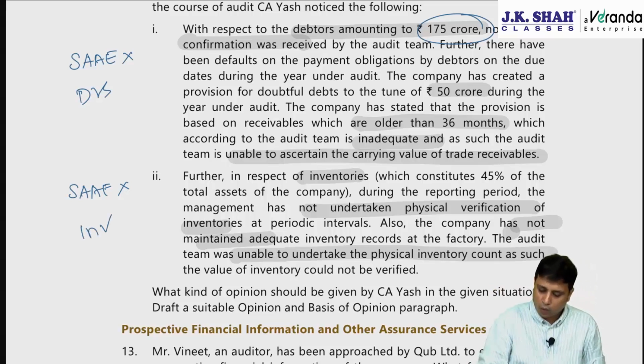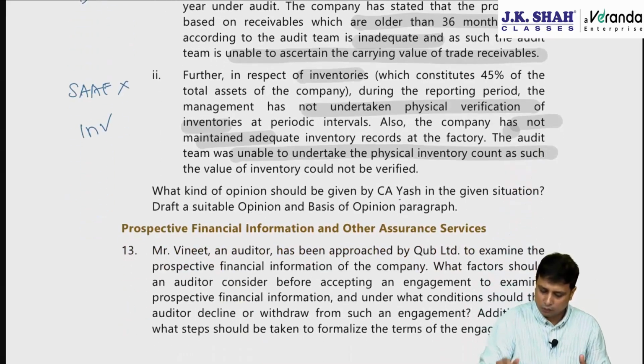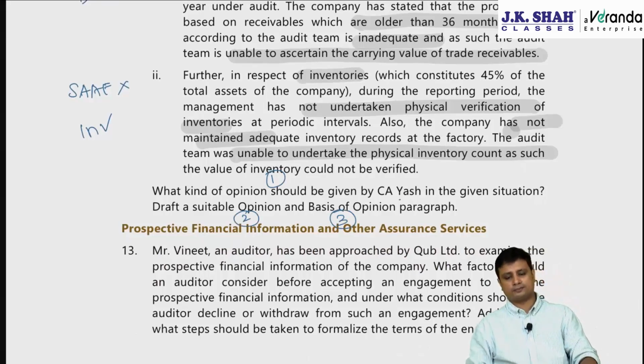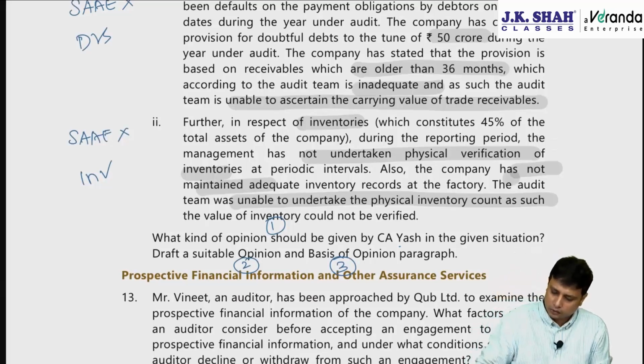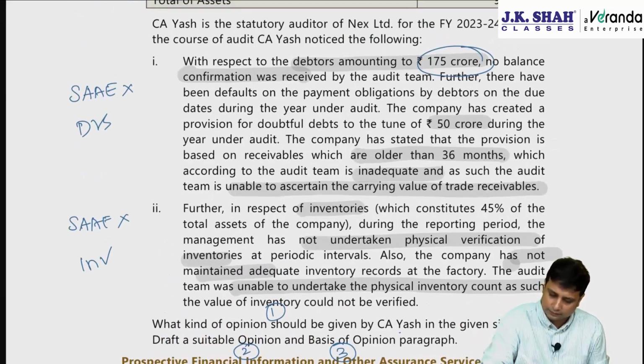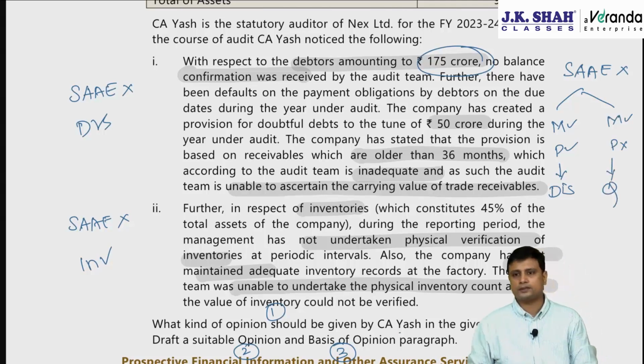inventory. So now what kind of opinion should CA Yash give? So here they are asking what opinion? One question. Second, draft a suitable opinion para, draft a suitable basis for opinion. First, let us discuss the first point, which opinion. When the auditor does not have SAAE, we have two options. If the matter is material and pervasive, we will give a disclaimer. If the matter is material but not pervasive, we will give a qualified opinion.